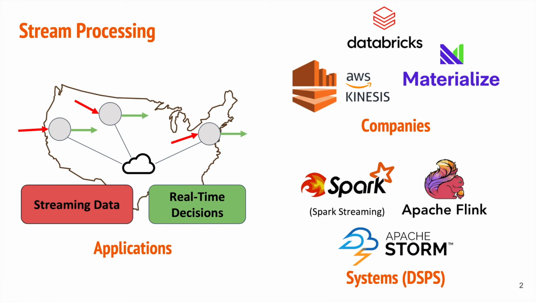Recent years have seen an increase in stream processing applications. These are applications where you have distributed streaming data arriving at many locations, and you need to make real-time decisions over those data streams. These applications have given rise to companies such as Databricks, Materialize, and AWS, and have resulted in the increasing popularity of distributed stream processing systems, or DSPS, such as Spark Streaming, Apache Flink, and Apache Storm.